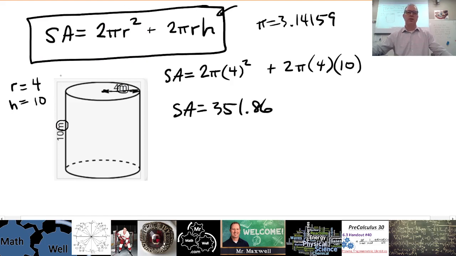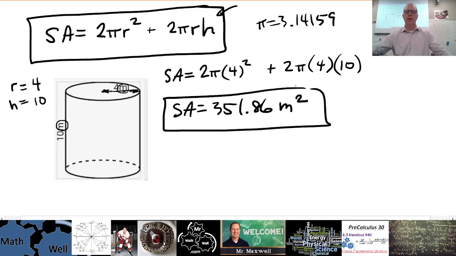So the surface area is 351.86. Now my units are going to be what? Meters squared, thank you. Meters squared. Please do not forget the squared. Remember, this is 4 meters, and we've squared it, right? This is 4 meters times meters. That's a square meters right there. So we're adding meters squared plus meters squared. We get meters squared. All right.